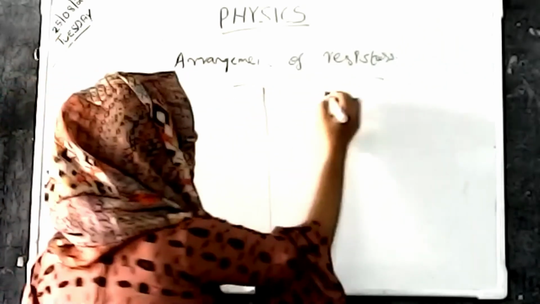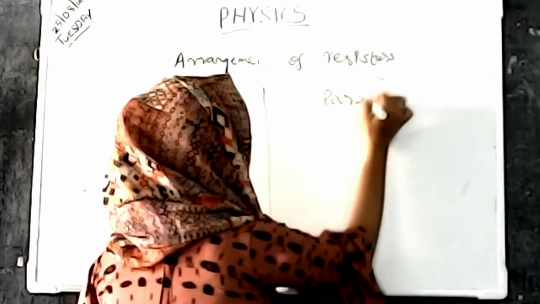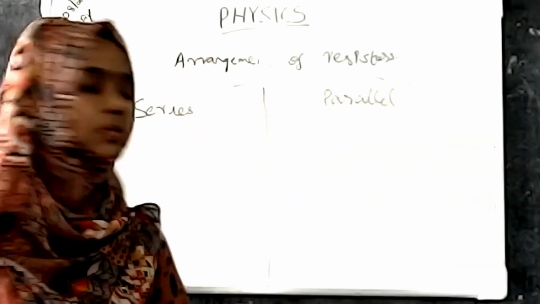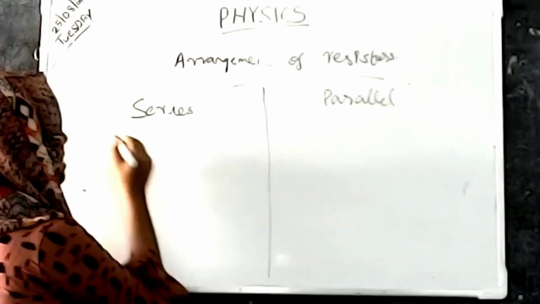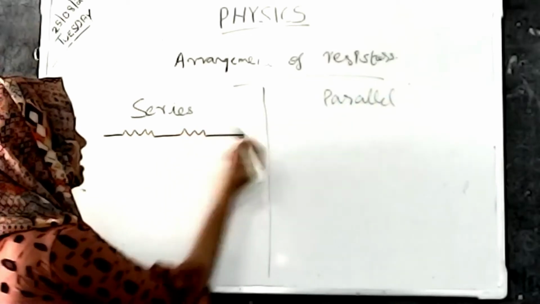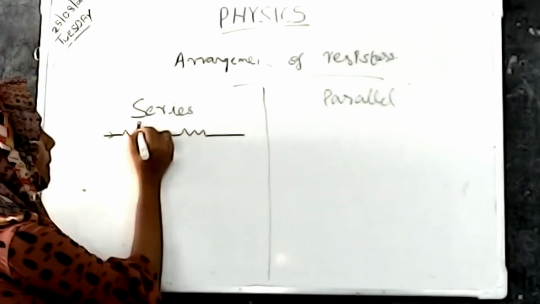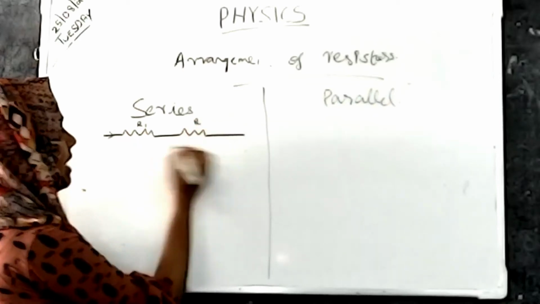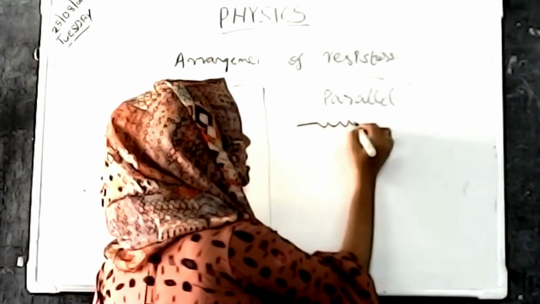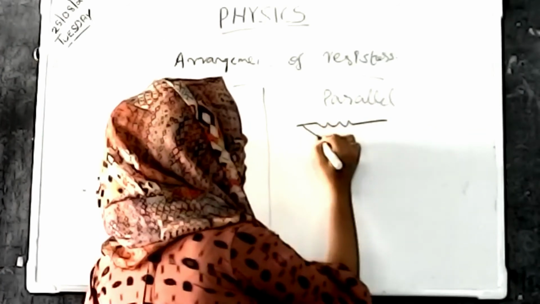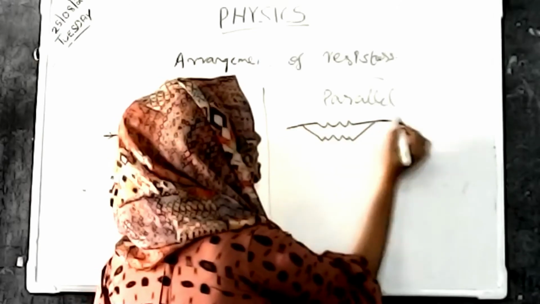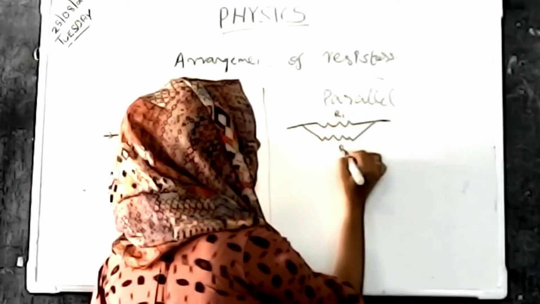Series connection and parallel connection. First, we can see that series connection is like this: one resistor is connected one after the other. But in the parallel connection, the resistors are connected like branches.